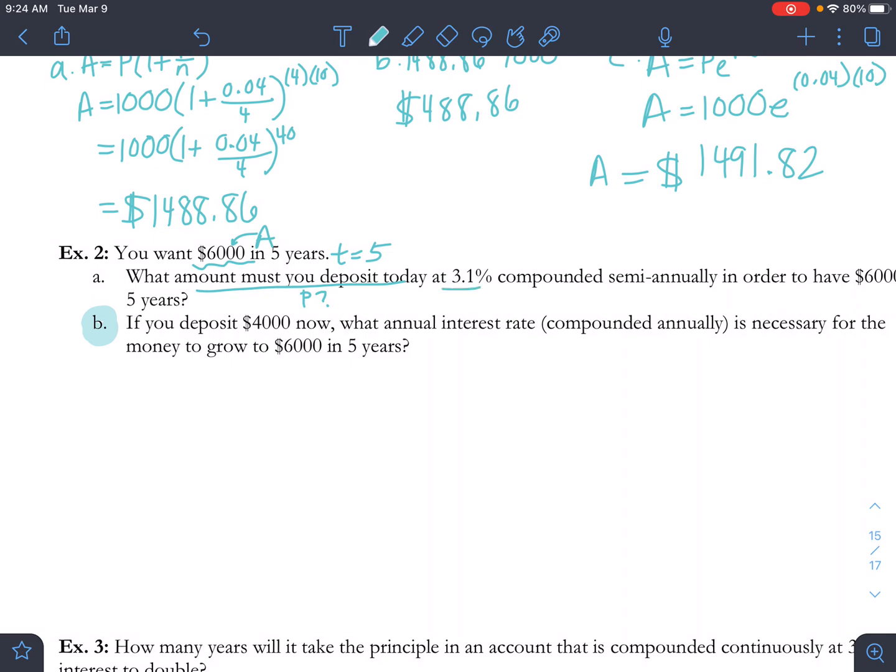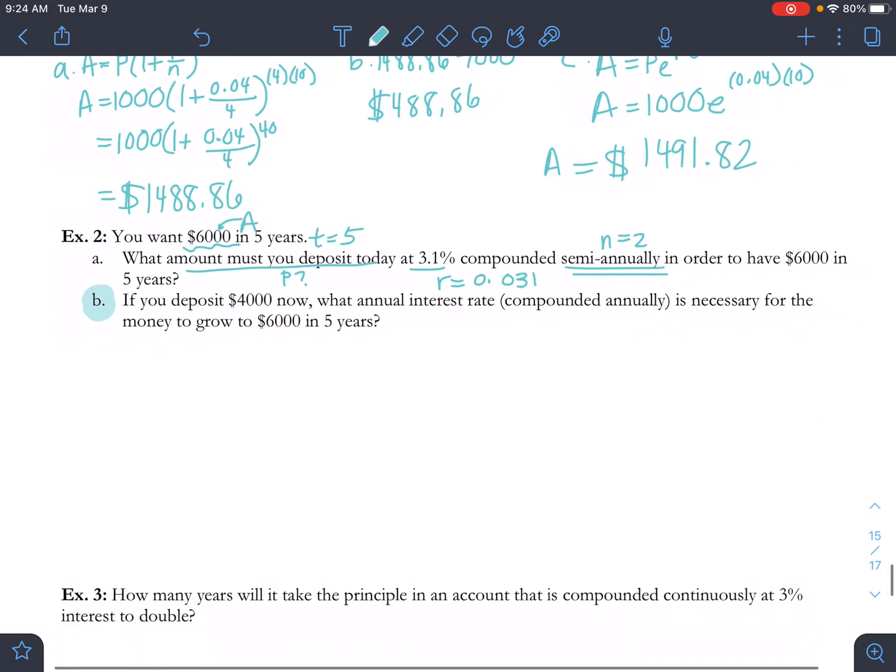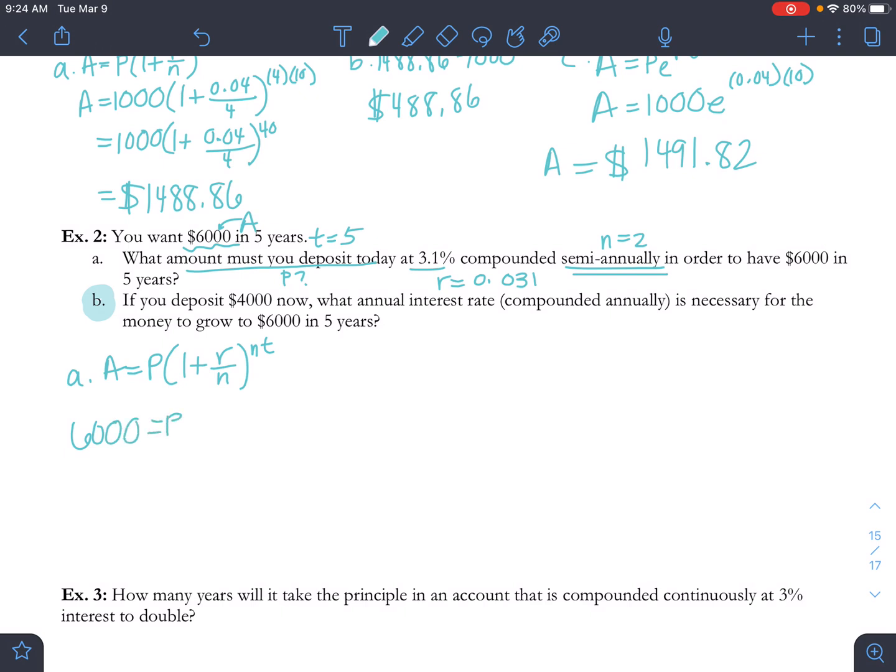Okay, 3.1, let's be careful here. R equals 0.031. 0.31 would be 31%, so be very careful. Compounded semi-annually, that happens twice a year, like a semi-annual sale. And in order to have 6,000 in 5 years. Okay, so when we set this up, we've got A, again, if you want to rewrite the equation, 1 plus R over N to the NT. 6,000 equals P times 1 plus 0.031 over 2 to the 2 times 5 years.